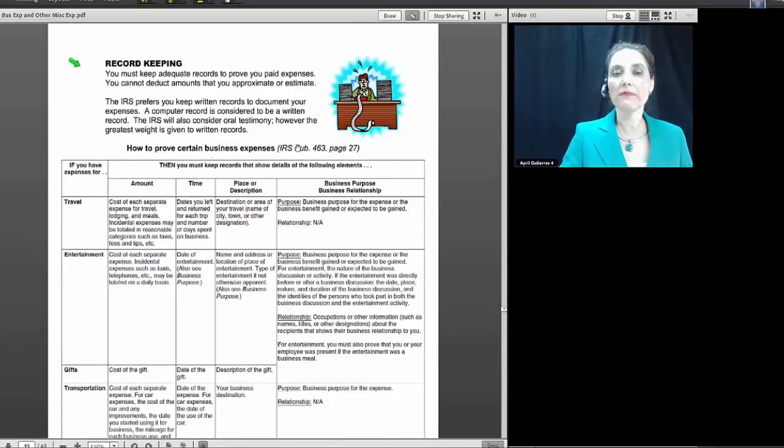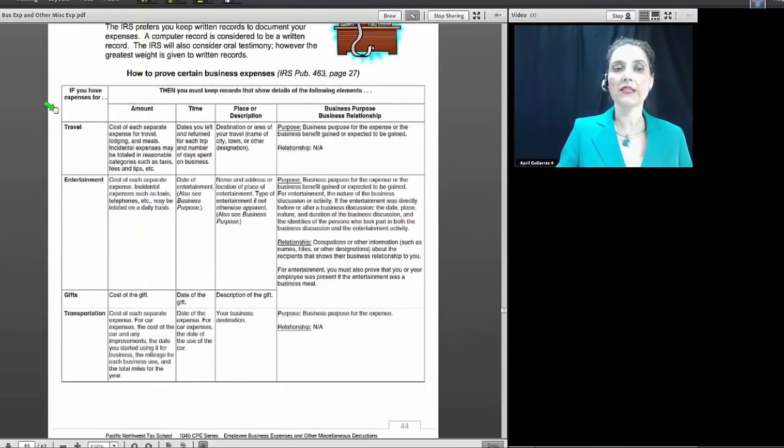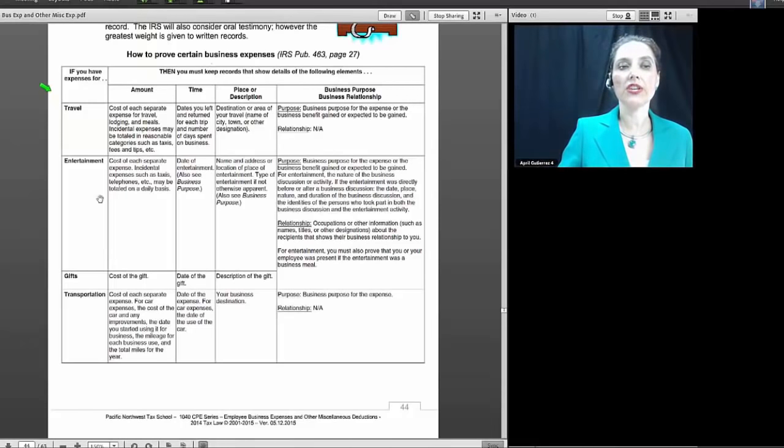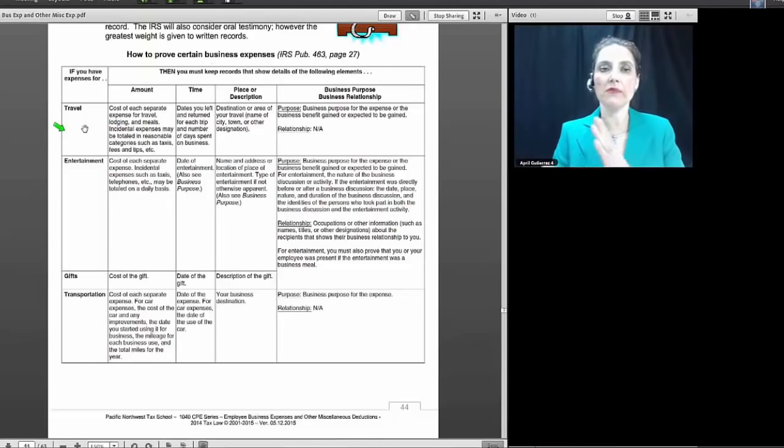The IRS in Publication 463 on page 27 actually provides this particular table, and it describes the type of record keeping that needs to be done for each category of expense. For example, if you are traveling, the IRS wants you to account for the cost of each separate expense for travel, including lodging and meals and incidental expenses that are totaled into reasonable categories such as taxis, fees, tips, etc.